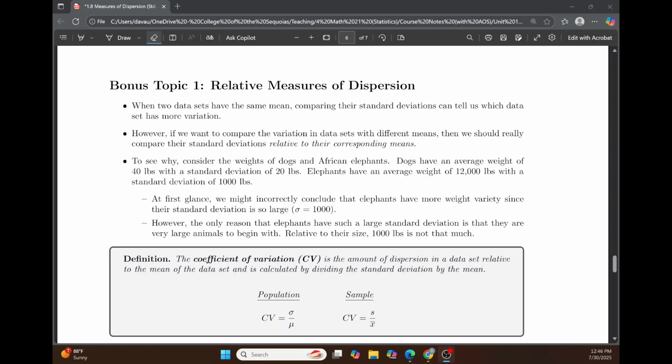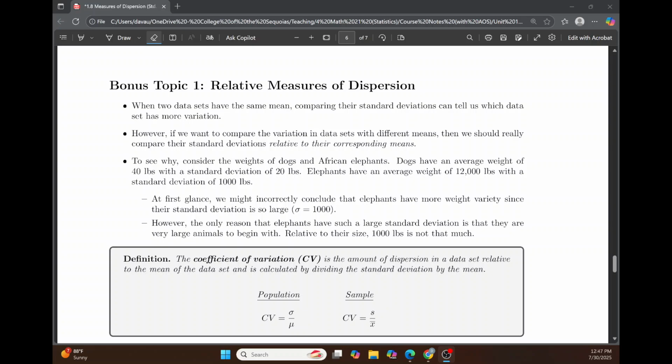First of all, I want to talk about relative measures of dispersion. In 1.8, we talked about measures of dispersion: standard deviation, IQR, IQV. We can use those to determine how much variety there is in a data set. And when two data sets have the same mean, comparing their standard deviations can tell us which one has more variation.